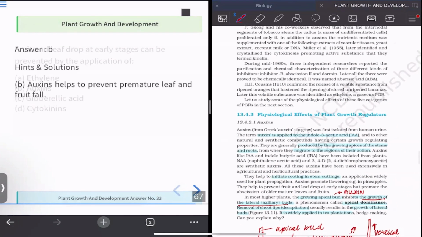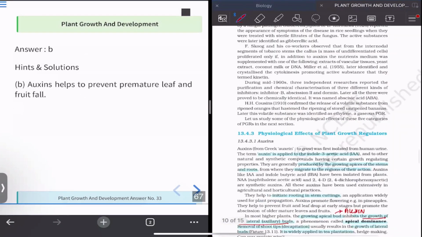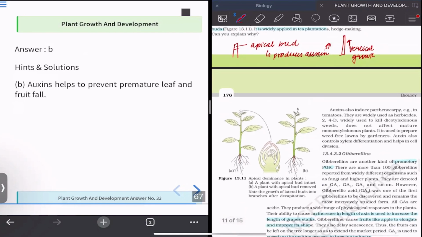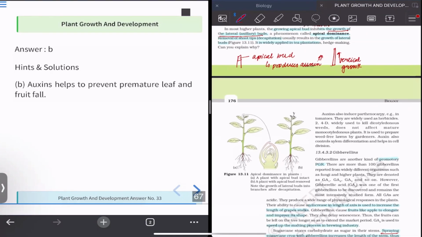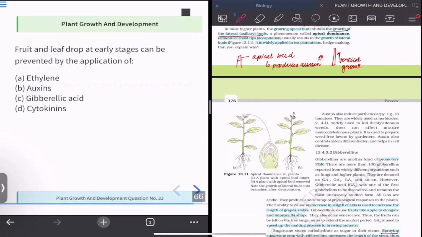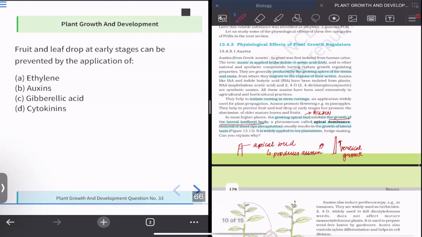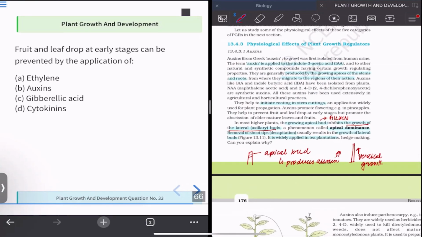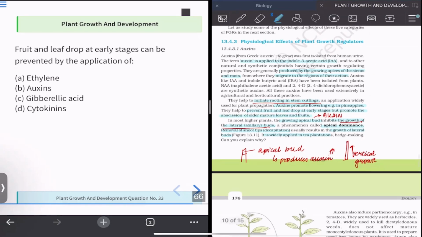So, we studied about auxin here. Let us study a bit about all the hormones. They have told us that auxins help to initiate rooting in stem cuttings. And auxins promote flowering in which plants? They promote flowering in pineapple, which was just the previous question. And they also help to prevent fruit and leaf drop at early stages, but they promote the abscission of older, mature leaves in plants.